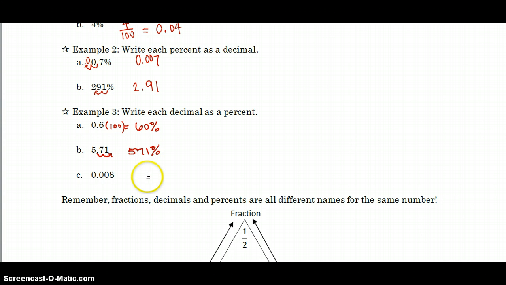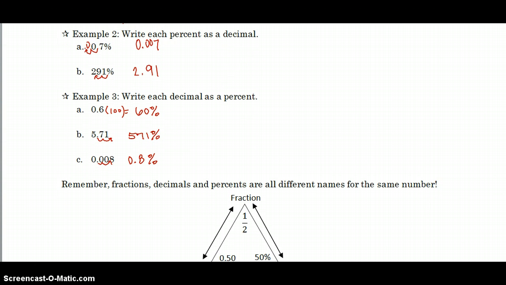So again, mentally multiplying by 100, we're moving our decimal 2 places to the right, which makes that 571%. Moving our decimal 2 places to the right, 0.008 is really 0.8%. So to write each decimal as a percent, you're going to multiply times 100. To take a percent and turn it into a decimal, you're dividing by 100.